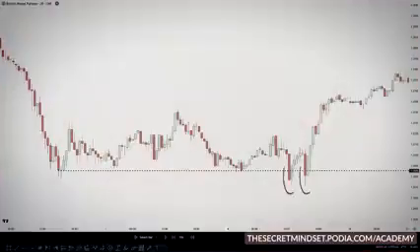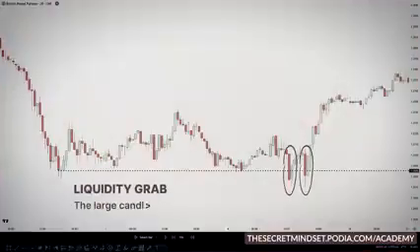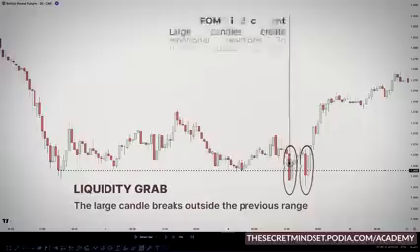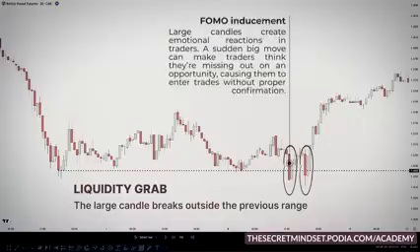It gives the illusion of a strong directional move, but in reality, it's a manipulation tactic to create liquidity. The candle may even break outside the previous range. This is a classic liquidity grab, where big players need stop-loss orders to fill their own positions. These candles create emotional reactions in traders. A sudden big move can make traders think they're missing out on an opportunity, causing them to enter trades without proper confirmation. This is a classic case of fear of missing out.